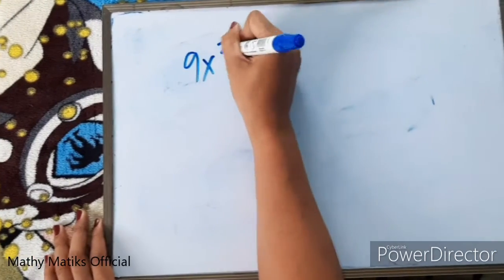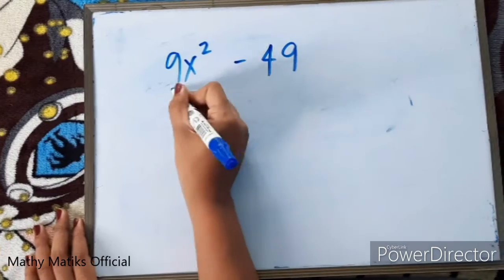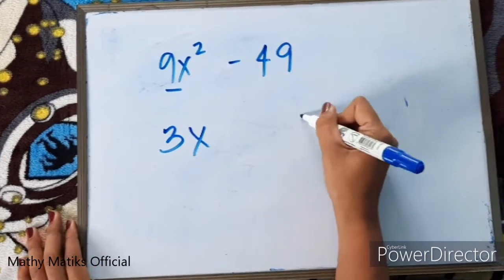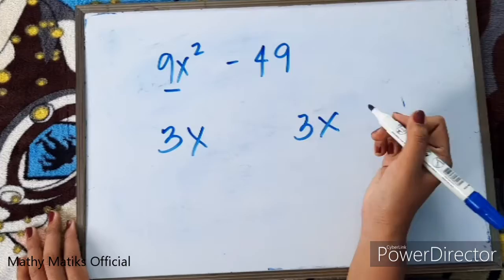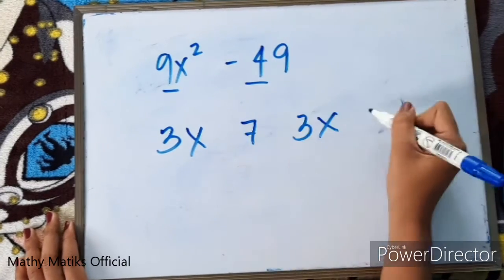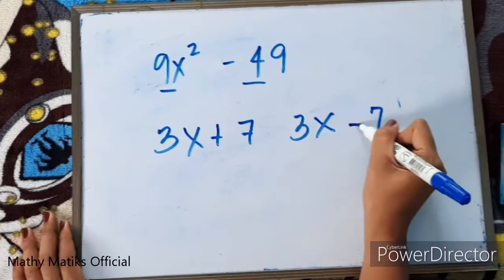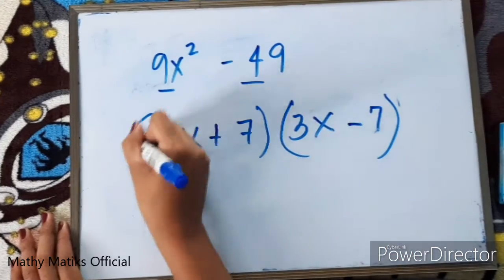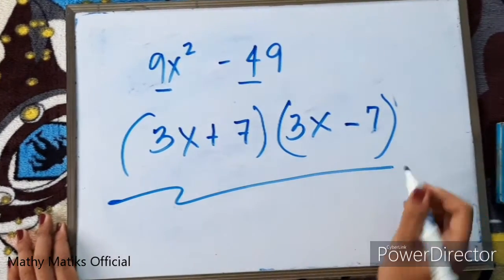Lastly, we have the factor of 9x squared minus 49. Get the square root of 9x squared, which is 3x, and the square root of 49, which is 7. One is positive and the other one is negative. That is our factored form of 9x squared minus 49.